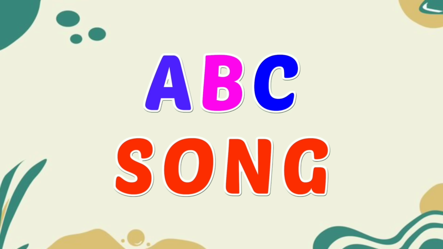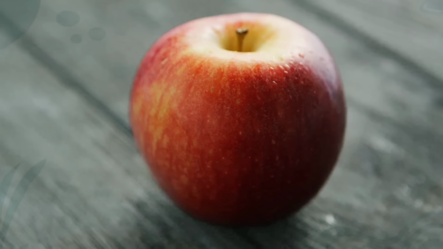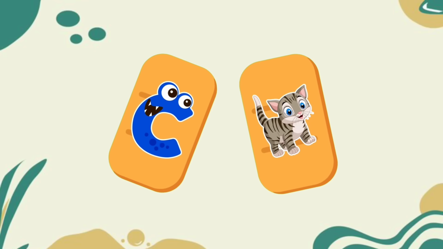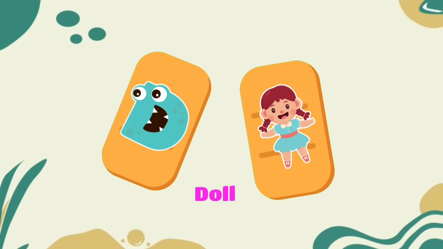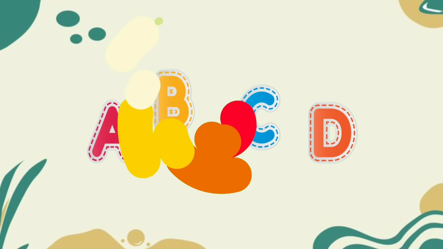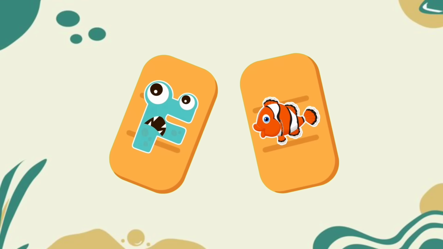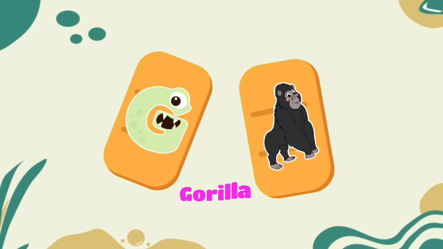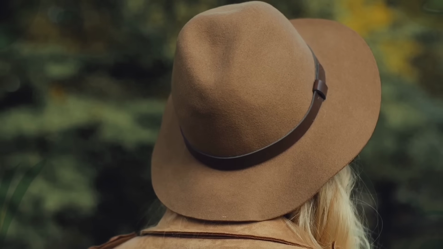Let's learn the ABC song. A is for apple. B is for ball. C is for cat. D is for dog. E is for elephant. F is for fish. G is for gorilla. H is for hat.